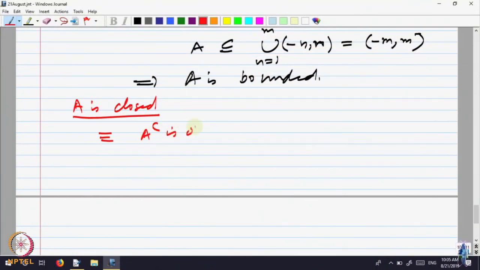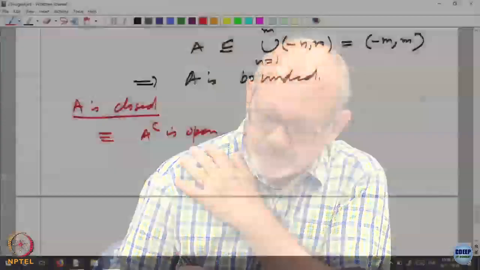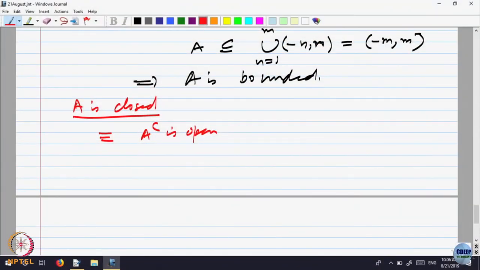Okay. Now, instead of showing A is closed, it is equivalent to showing A complement is open. So, here is the idea. Why is A complement open useful? Because openness is in terms of neighborhoods. Every point in A complement, if I want to show it is open, then I have to show that given any point in A complement, there is an open interval around it. So, somehow I am coming to some kind of a covering, right. So, let us use that definition. To show A is closed, I will try to show A complement is open.